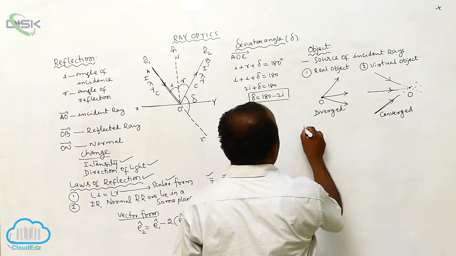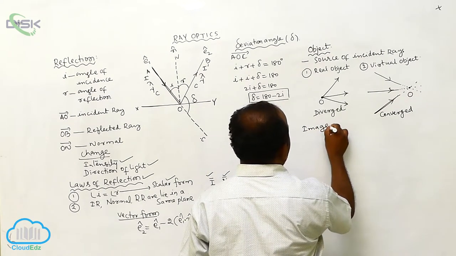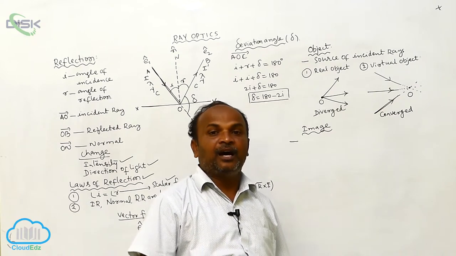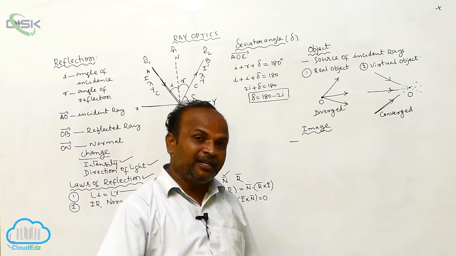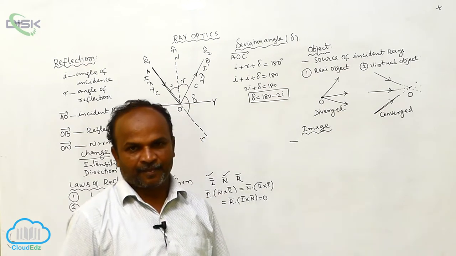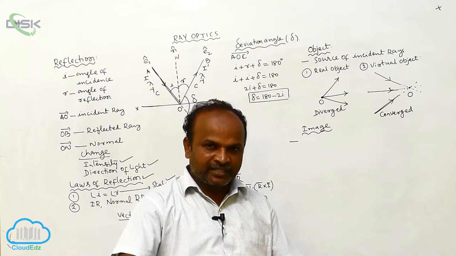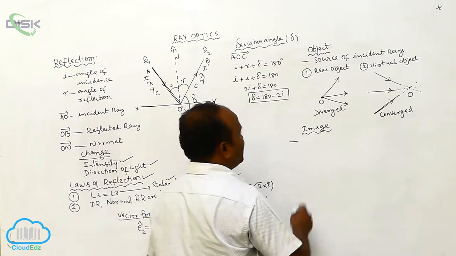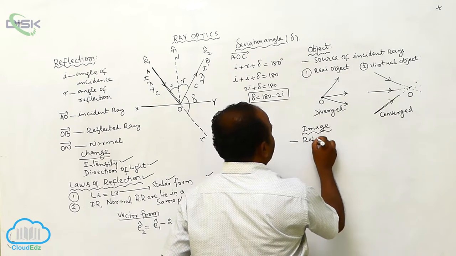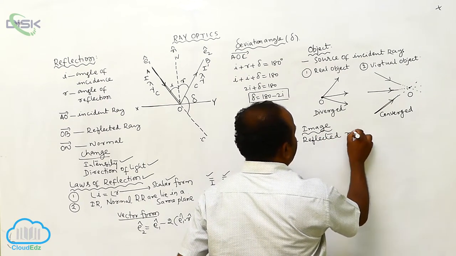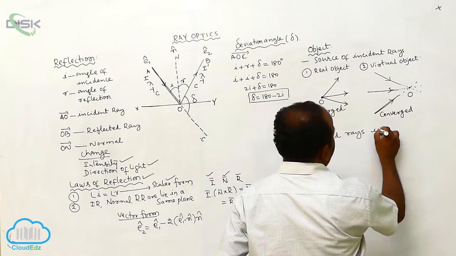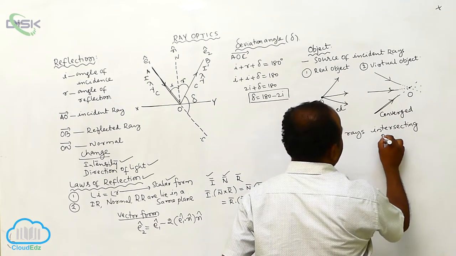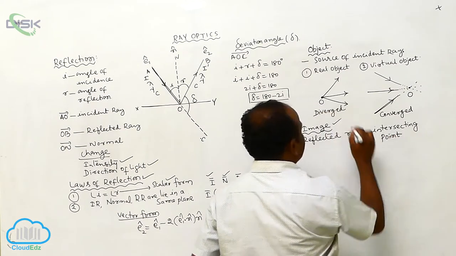Similarly, what is the image? The point where reflected rays or refracted rays are really intersected or appear to be intersected. The intersecting point of the reflected rays is called the image.